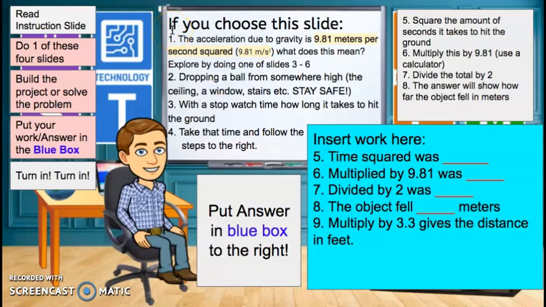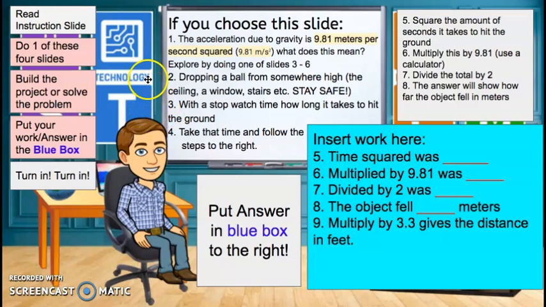If you choose slide 1, the acceleration due to gravity is 9.81 meters per second squared. Explore by doing one of slides 3 through 6. So this is slide 6. This would be your 4th choice. This is, I think, the most difficult slide to do. 2, drop in a ball from somewhere high, the ceiling, windows, stairs, etc. Stay safe. 3, with a stopwatch, time.